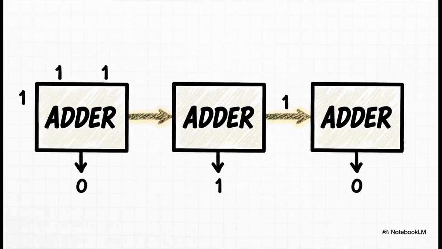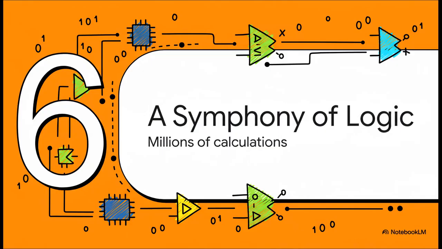So what if you need to add bigger numbers? Well, you just chain these adder circuits together. When one adder calculates 1 plus 1, its result is too big, so it sends that extra 1 over to the next adder in line through a special carry wire. This is exactly how we all learned to carry the 1 in grade school, except it's happening at nearly the speed of light. Okay, so let's zoom all the way back out.